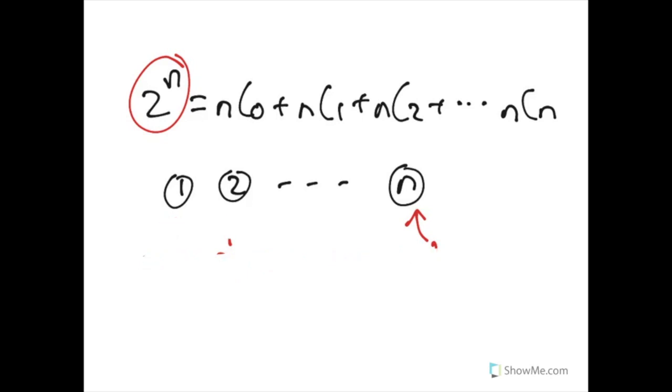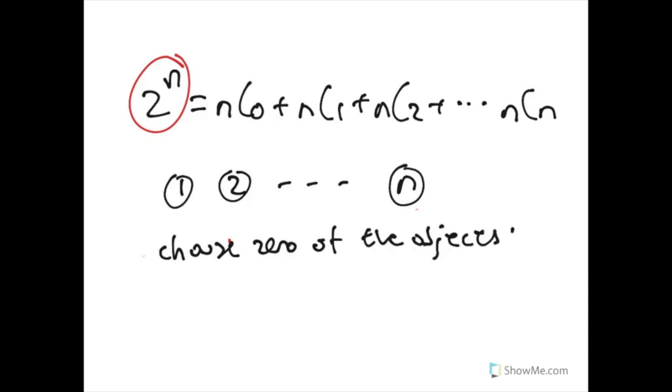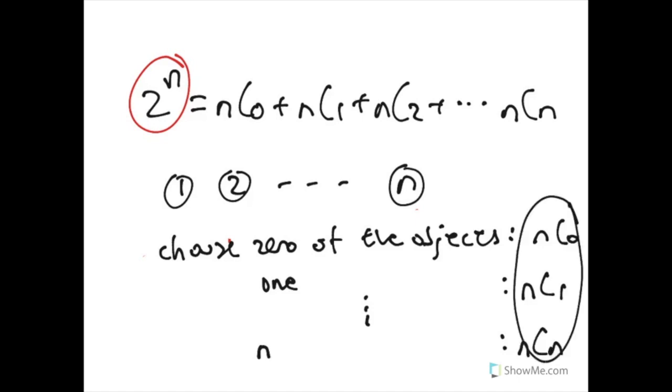Another way we can do this is by saying we can choose 0 of the objects. And this will give us n choose 0 ways to do so, which is 1. And next up, we can choose 1 of the objects, and we get n choose 1. And so on until we choose n of these objects, and we get n choose n. And we simply add all of these numbers together, and we get the right-hand side of the equation.